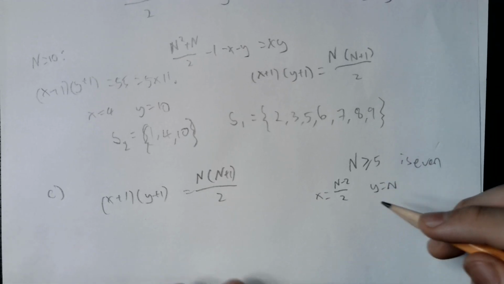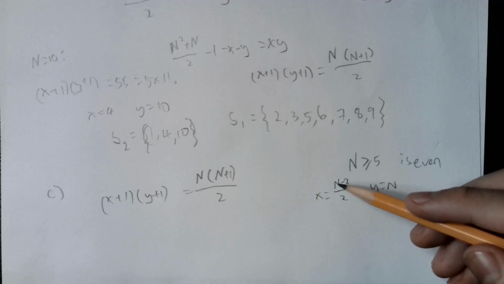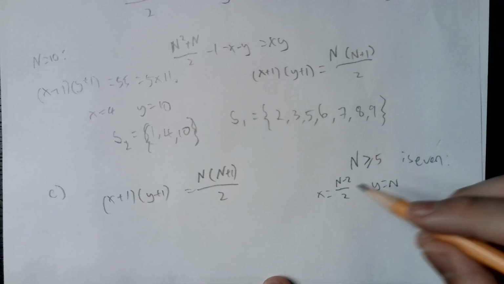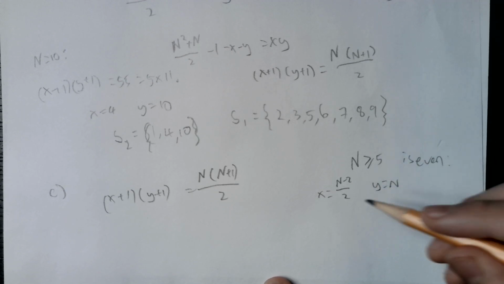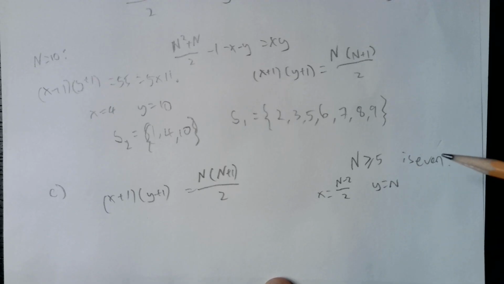This way, both of these numbers are going to be actual integers. Because as you can see here, N minus 2, and in this case N is even, so on top we have an even number minus an even number, which is still an even number, divided by 2. This would be an integer. And then obviously Y is equal to N, and we know N is an integer.